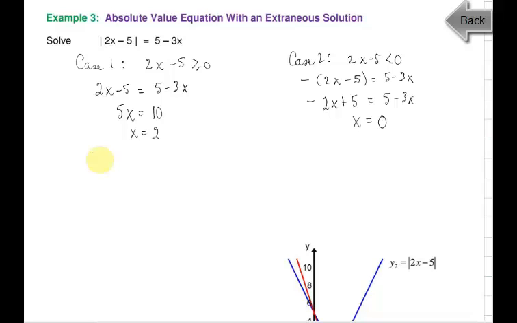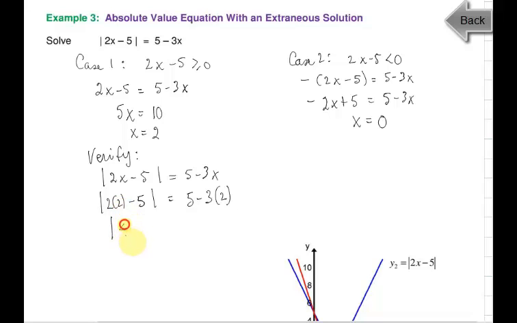So let's verify. Remember, always back into the original equation. So write out the original equation. That way you won't make any mistakes. We're going to substitute in x equals 2 and simplify the right and the left. On the left, 2 times 2 is 4, so we get 4 minus 5. On the right, 5, and then 3 times 2 is 6, so 5 minus 6.